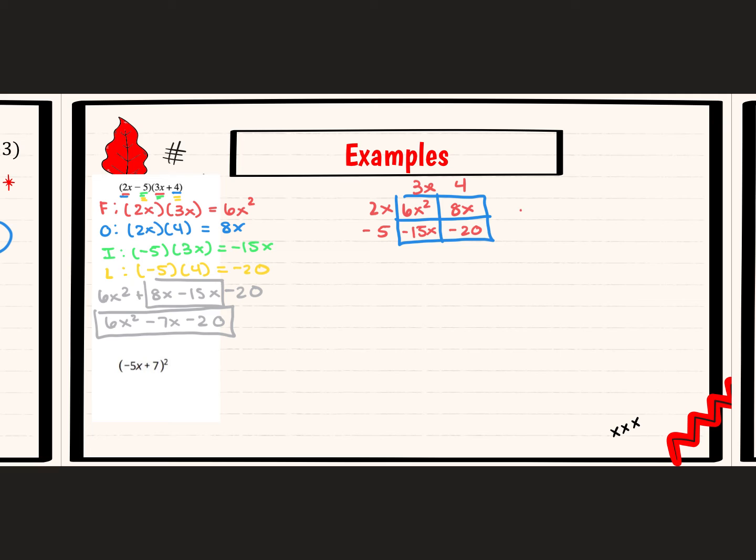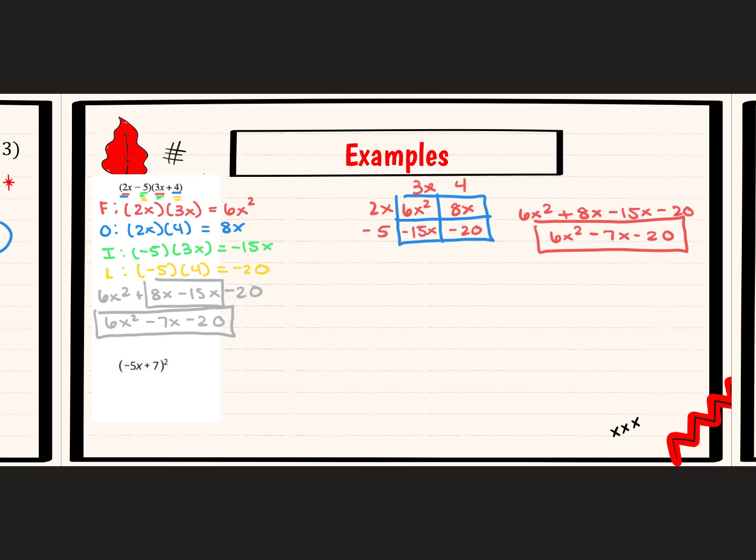Pulling all those pieces out, I get 6x squared plus 8x minus 15x minus 20. I'm going to combine like terms, so I end up with 6x squared minus 7x minus 20.